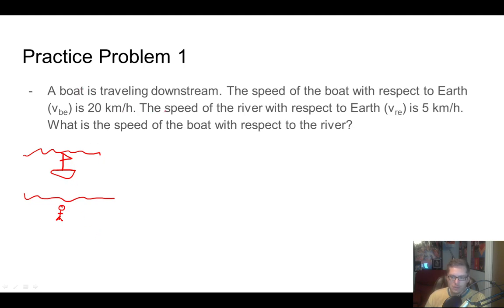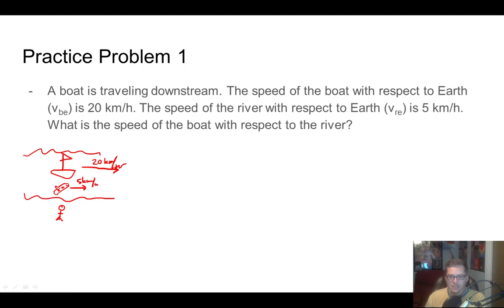So really, it's the speed with respect to George, who's sitting here on the side of the road. He watches the sailboat go by, and he sees that the boat's going by at 20 kilometers per hour. Then he sees that the speed of the river with respect to the Earth is 5 kilometers per hour. Let's assume he sees a log going by. So here's our log, and he sees that the log's going by at 5 kilometers per hour.